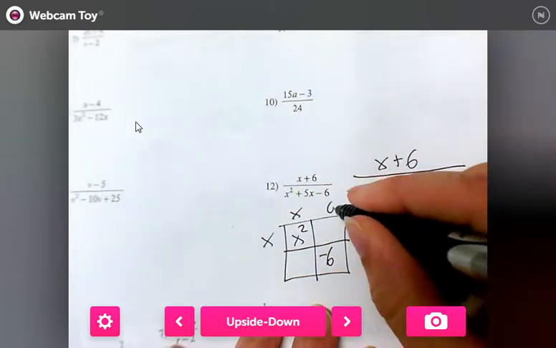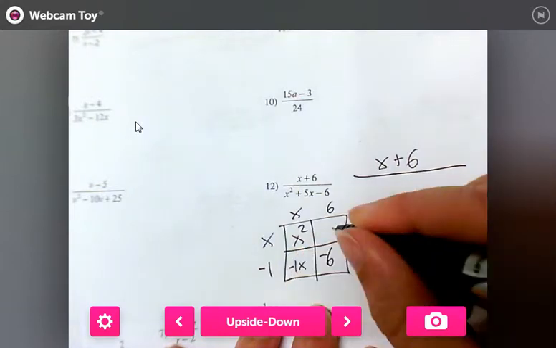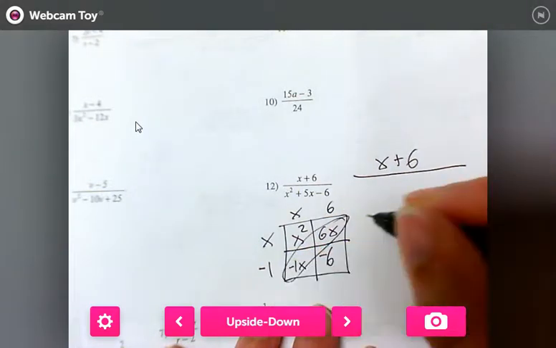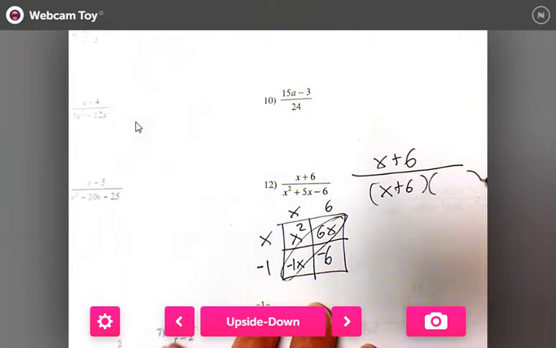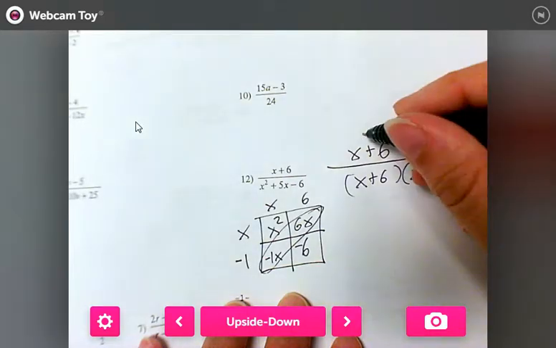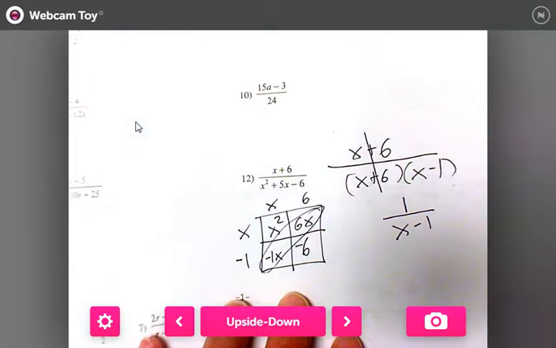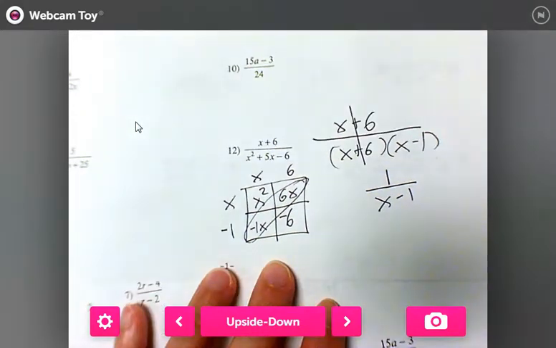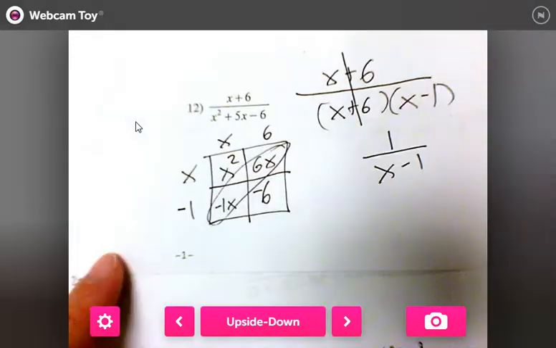Positive 6 and negative 1, right? Because we want a positive 5. That gives me positive 5. So I've got x plus 6 times x minus 1. Is there anything I can cross out? Because it'll give me 1. Guys, shh. Anything I can cross out? These 2, right? So I'm just left with 1 over x minus 1. Better?